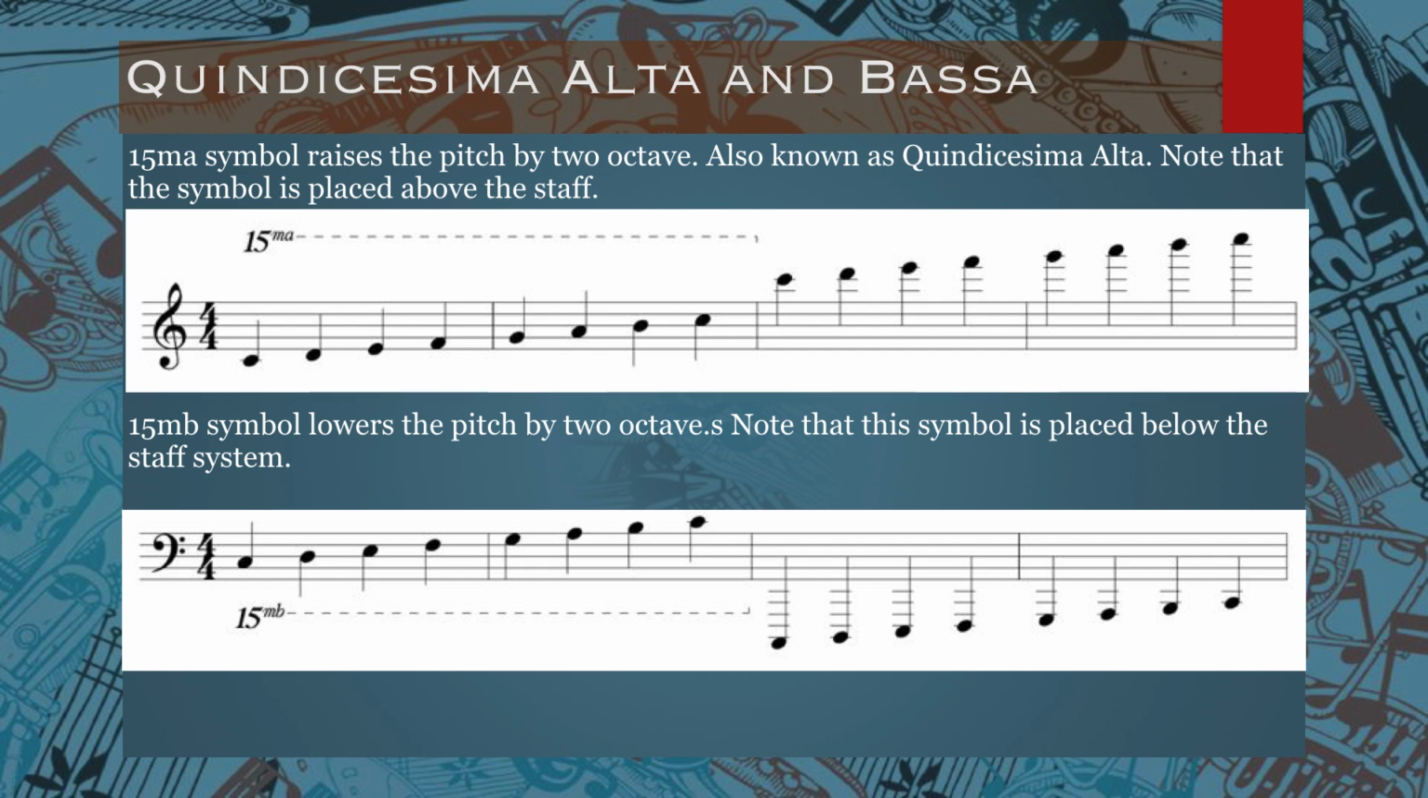And 15MB, or quindicesima bassa, lowers the pitch by 2 octaves. Note that this symbol is placed below the staff system. So these are just ways of keeping notes within the staff system. If you wrote them out of the staff system, you'd have to use several ledger lines. So this is a way of avoiding the use of several ledger lines and just making it a little more clear for the performer to read.